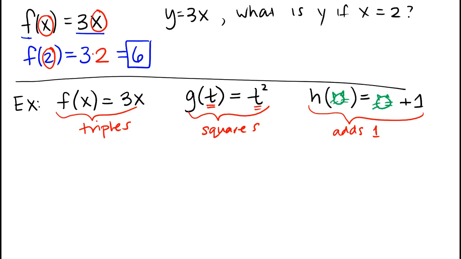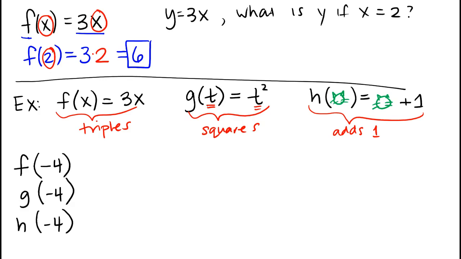So I'm going to give you a couple of different things to test out. So let's find f of -4. Let's find g of -4. And let's find h of -4. So I want you to take a moment, pause the video, figure out each of those different values, and make sure you feel comfortable with the function notation.